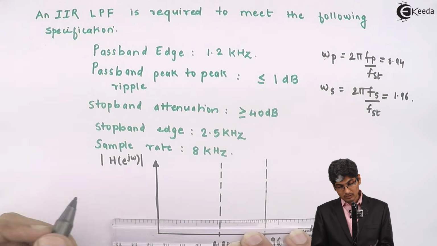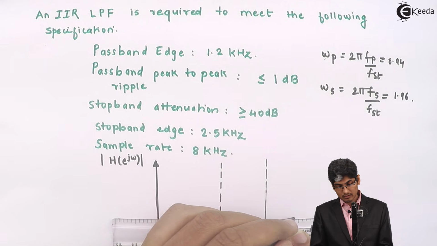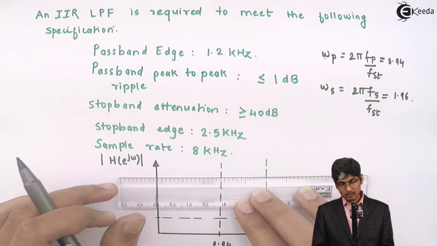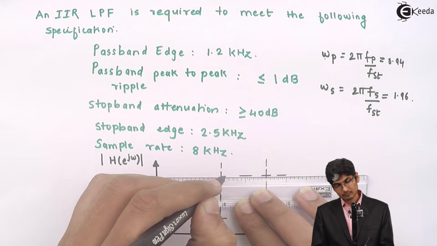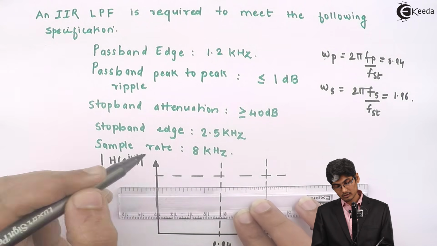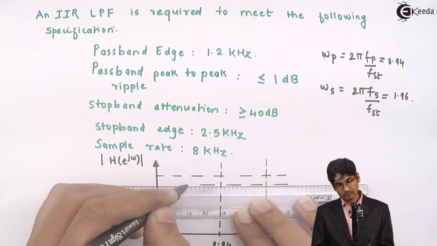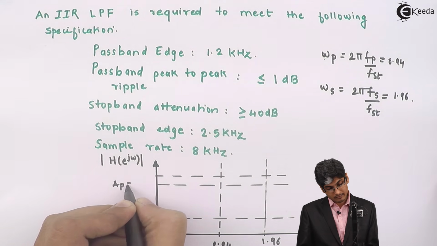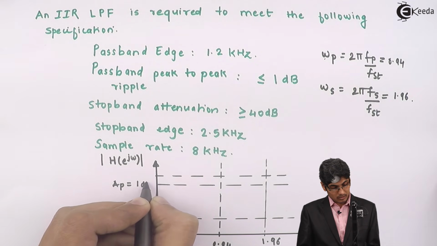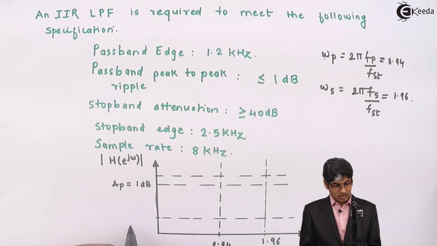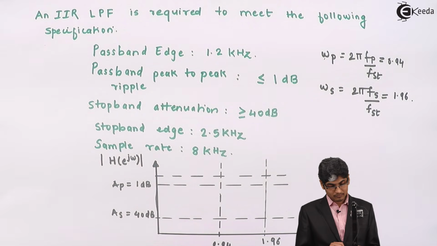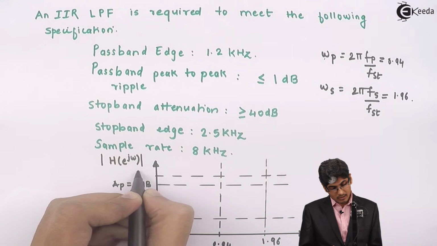So I have the stopband attenuation greater than or equal to 40 dB, and the passband attenuation is this, this is my 1 scale, so this will be my passband edge frequency. So the passband attenuation AP is given as 1 dB, less than or equal to 1 dB. This is AS, which is equal to 40 dB, and my maxima now will be 0 dB.